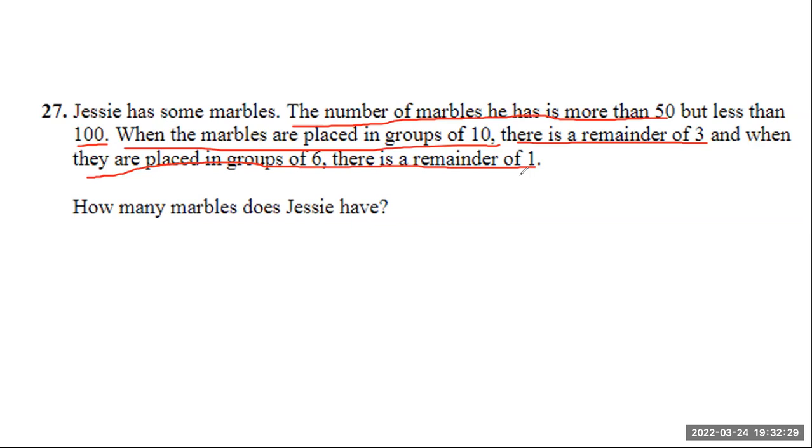So you're looking for numbers where, when you divide by 10, you get a remainder of 3. The first one could be 53, because remember the marbles are between 50 and 100. 53 divided by 10 would be 5 remainder 3. And 63 divided by 10, the same thing. You get 6 remainder 3, and so on. Right? So that would be this line. The last line would have been the hardest. You need to consider when you divide the numbers by 6, you would get a remainder of 1. So you would have gone through each one.